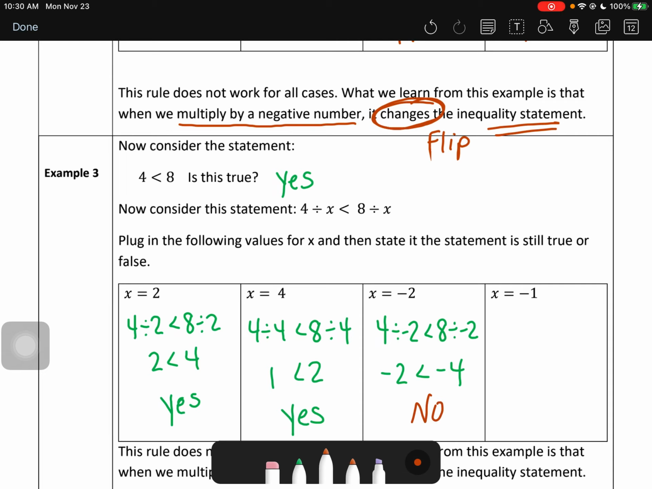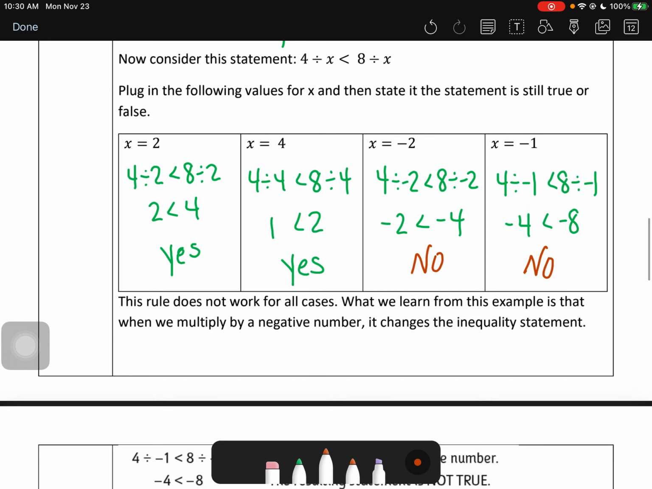No, it isn't. Let's divide by negative 1. 4 divided by negative 1, is that smaller than 8 divided by negative 1? Is negative 4 smaller than negative 8? No, it is not. So this rule doesn't work for all cases. What we again learned from this example is that when we divide by a negative number, it changes or flips the inequality statement.